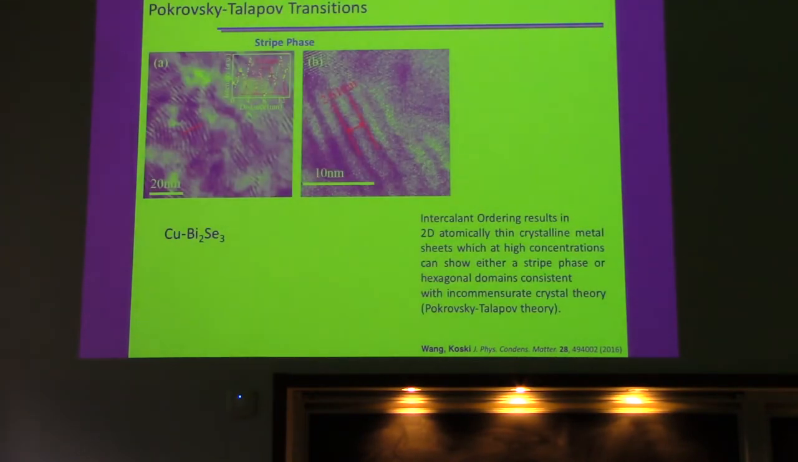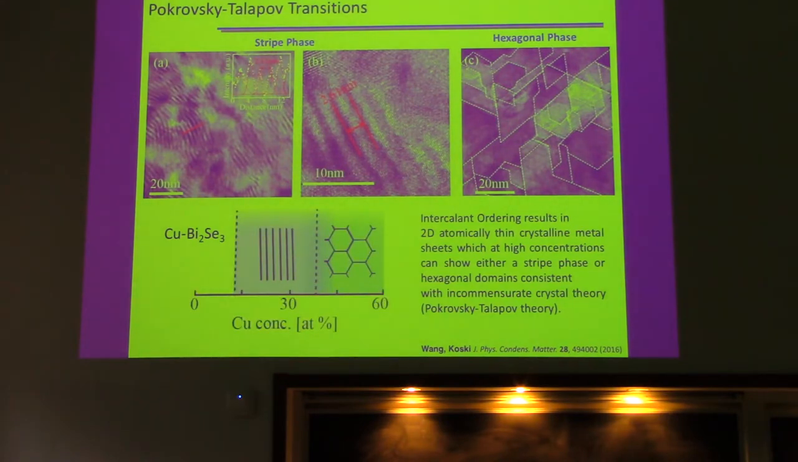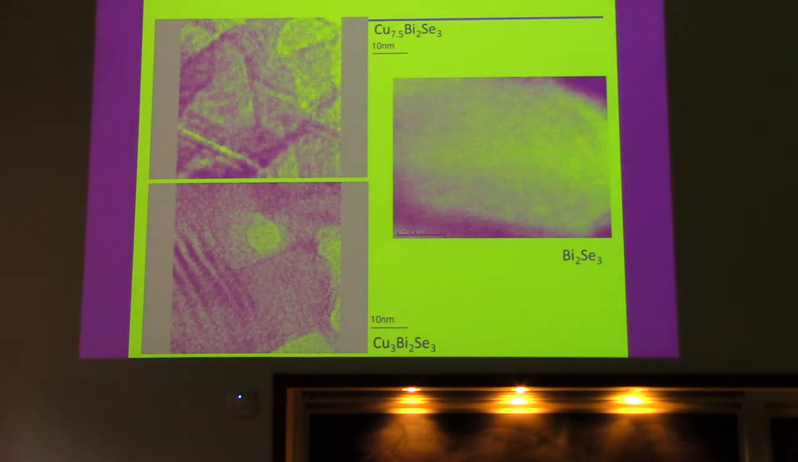That intercalant ordering will actually result in that stripe phase of the charge density wave, but you'll also get a hexagonal phase. So this is consistent with a theory that's known as Pokrovsky-Talapov theory. So it's incommensurate crystal theory, which basically says that if you put a whole bunch of adsorbates on a surface, they're either going to align in stripes or they're going to align in a hexagon. And there you have it. We either have the stripes or we have the hexagon, and you can see the phase transition between those two. So we get the stripey phase and we get the hexagon phase at the higher concentrations.